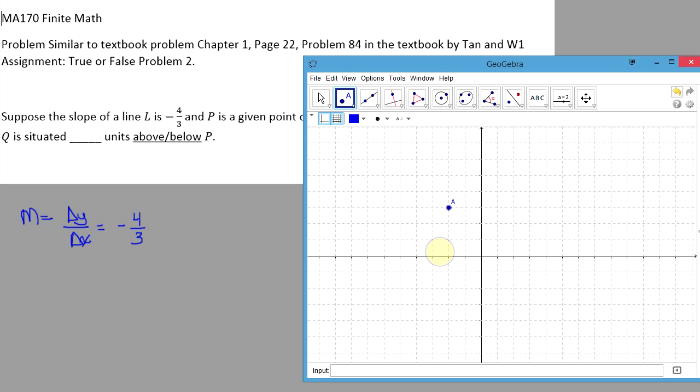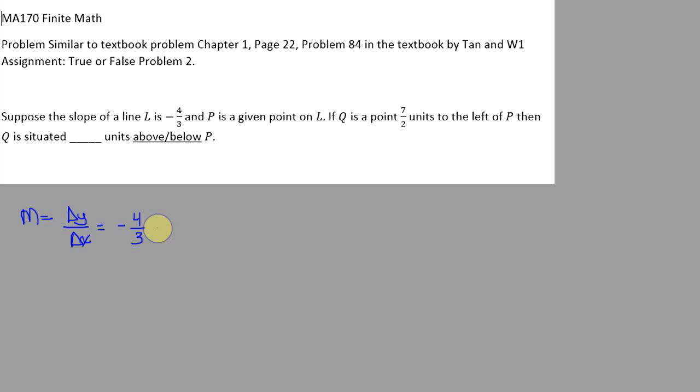Now to pick our next point, I want to go back over to my graphing program and point out something that you may recall. When I look at this fraction, minus 4/3, realize that that is equivalent to minus 4 over 3. So since slope is delta y over delta x, delta y equals minus 4, and delta x equals 3.